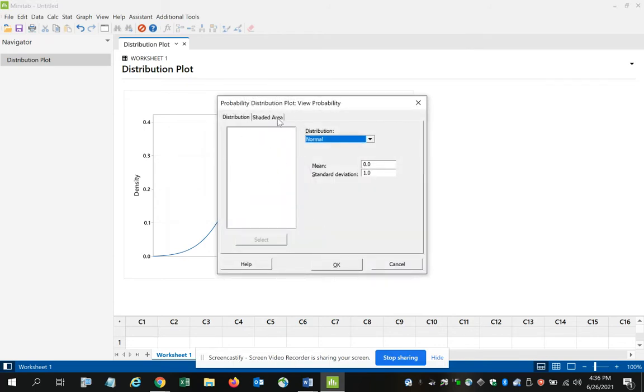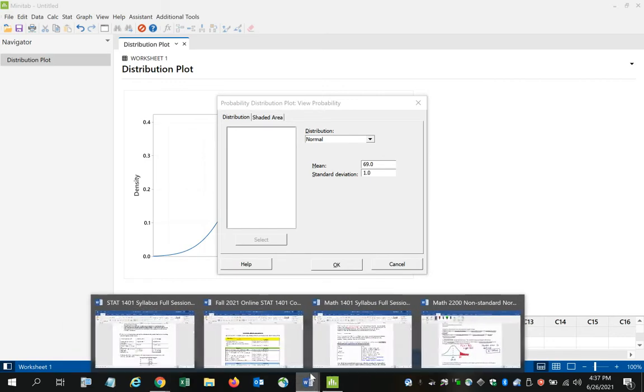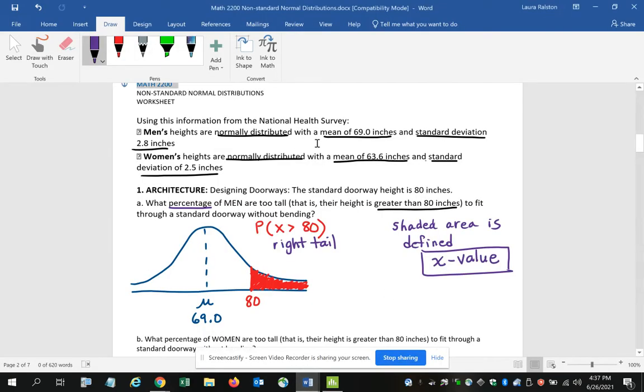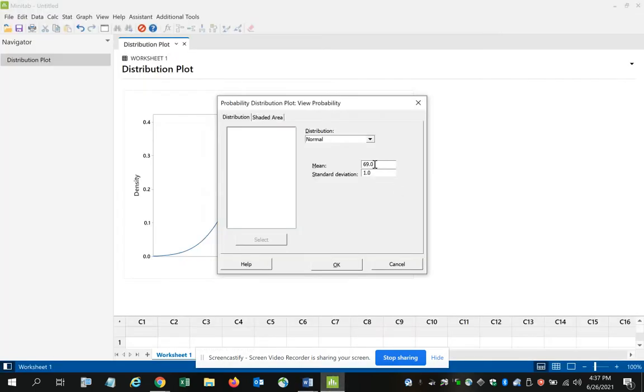On the next screen, I have to tell it what type distribution I have. It was clearly identified. Men's heights are normally distributed, so I have a normal distribution. The mean was 69. It told us that. Mean of 69 for men's height and a standard deviation of 2.8. So I enter the mean that was given as 69, the standard deviation of 2.8.